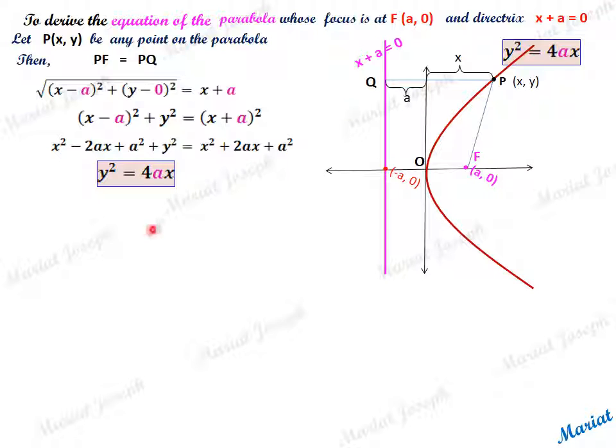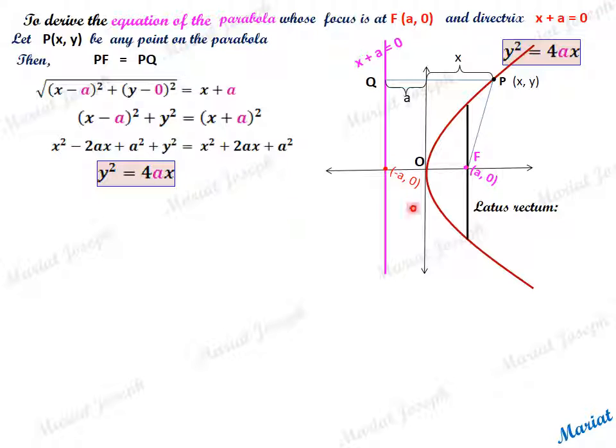Notice that there is only one arbitrary constant present in the equation of the parabola when the parabola is a standard one, which means the focus is at (a, 0) on the x-axis and the directrix is drawn parallel to the y-axis a units away at the left side of the y-axis, x + a = 0. Only then the equation will be y squared equal to 4ax.